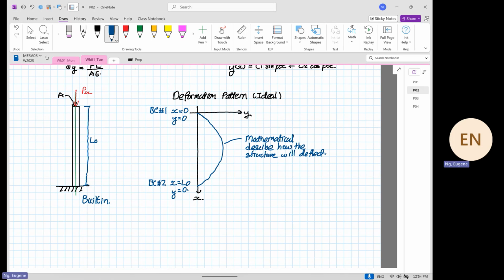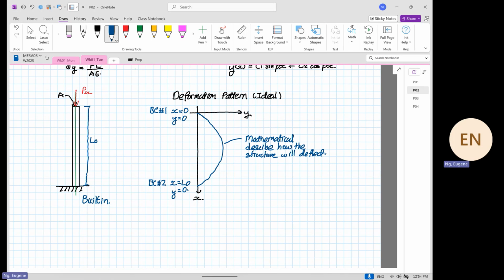Why do we need the boundary conditions? If you look at our solution, y as a function of x, or deflection, we have a second order differential equation that we have to solve with constants. So this is what the boundary condition is all about.